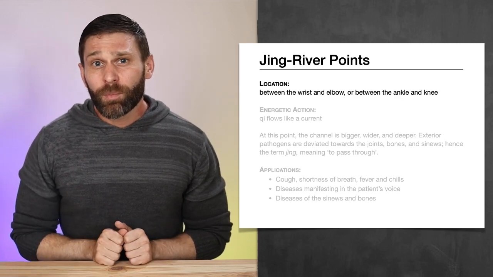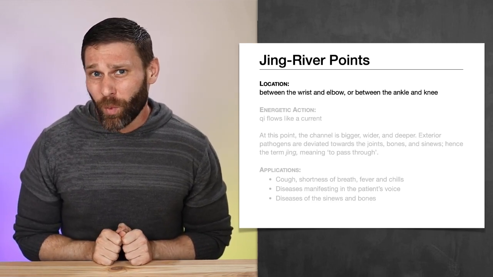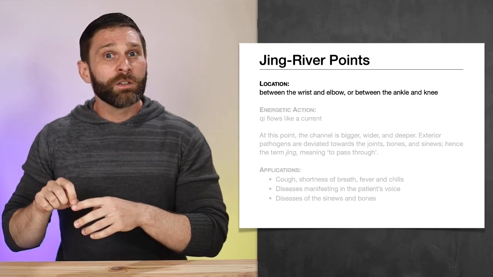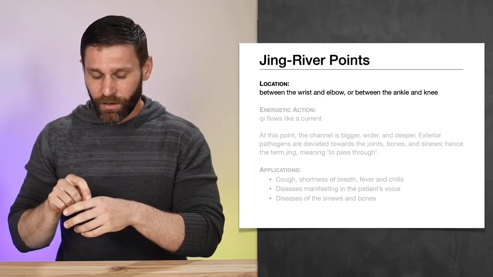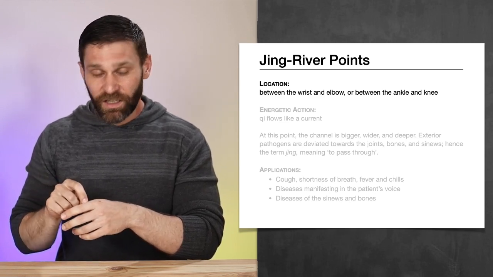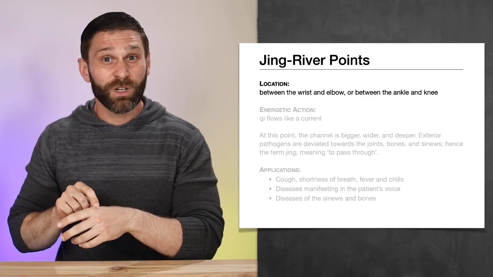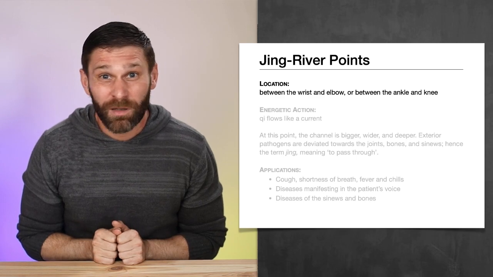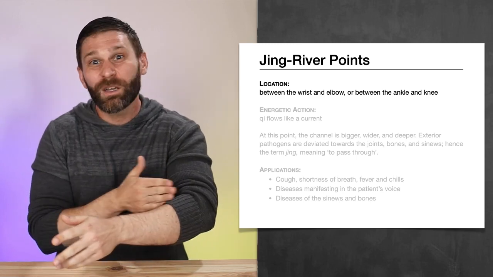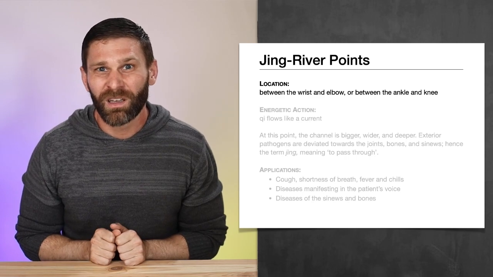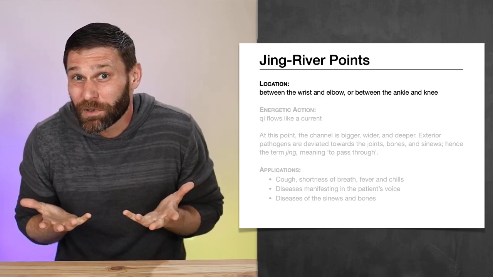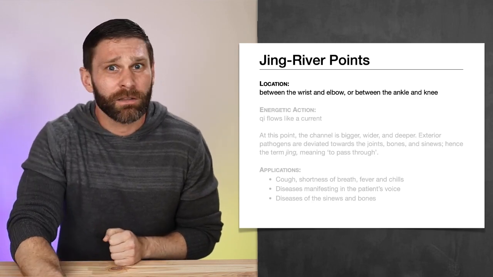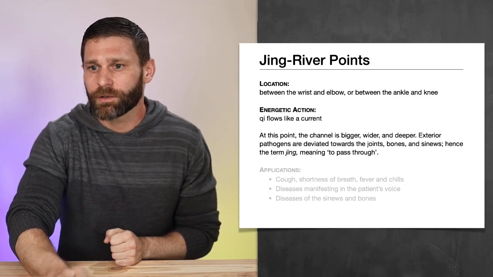The Jing River points are the kind of annoying ones that you have to memorize. The wells are the first or last point. The springs, the Ying Springs, are the second point. The Shu streams are the third point. Jing River is not necessarily the fourth point. It could be the fourth, fifth, sixth, pretty much anywhere in here. So this one you just have to memorize, and that's why we don't really like Jing River points: there's not a pattern to it like there is with the other channels.